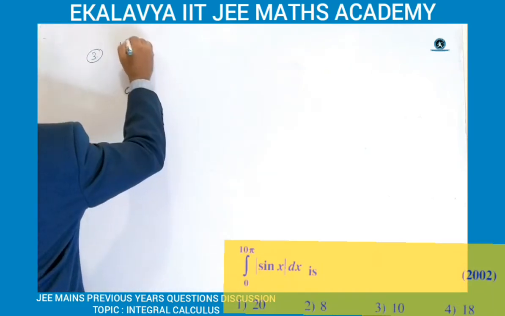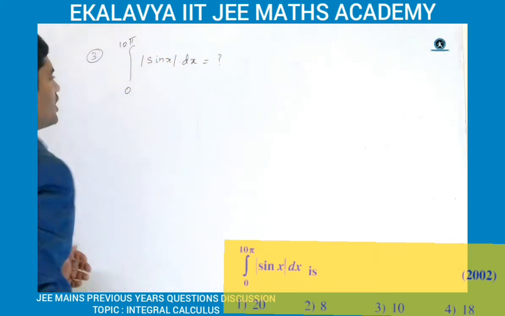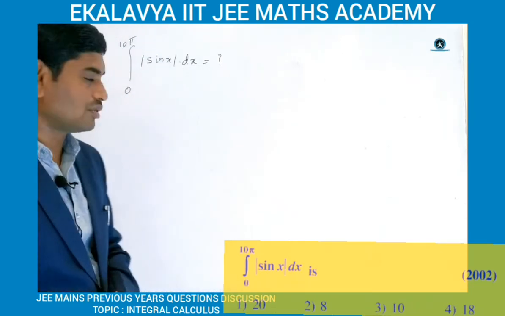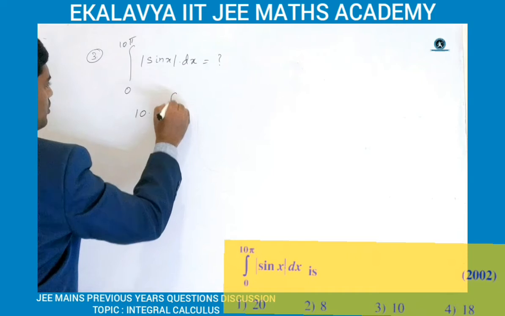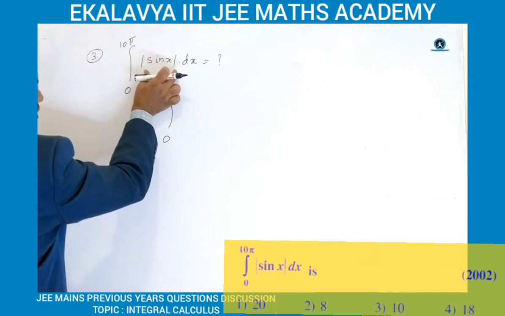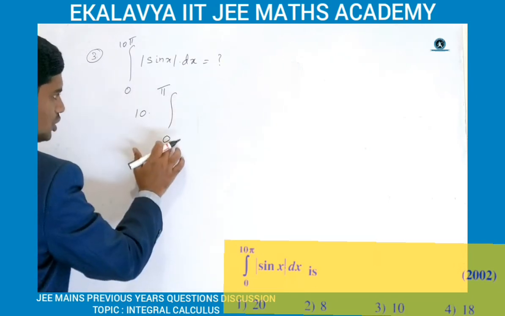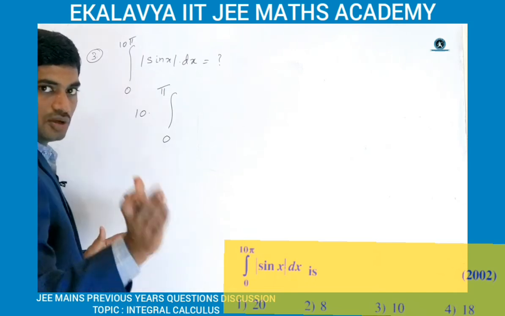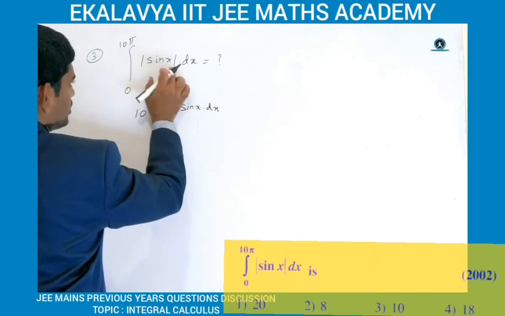integration of 0 to 10 pi of modulus of sin x dx is equal to dash. Now this integration of 0 to 10 pi, we can write as 10 into the integration of 0 to pi of modulus of sin x. In the interval 0 to 180 degrees, from first quadrant to second quadrant, mod sin x is always positive. So I am taking only sin x dx and removing the modulus.